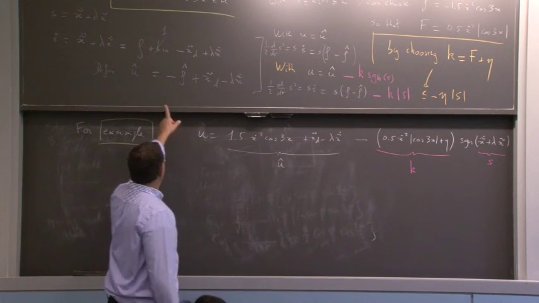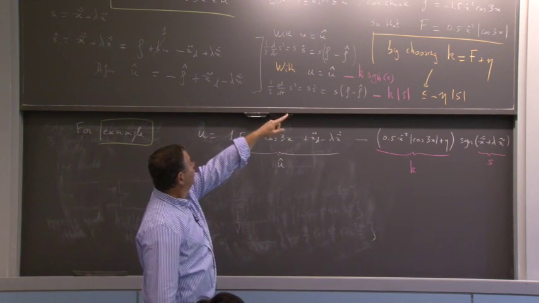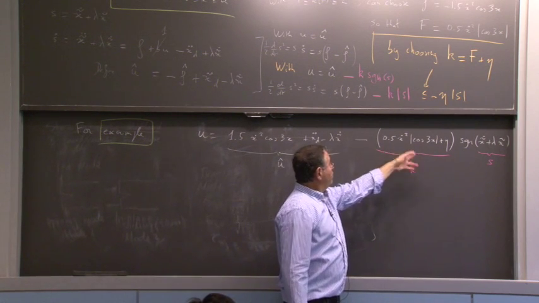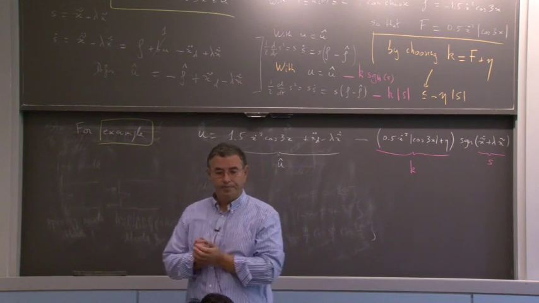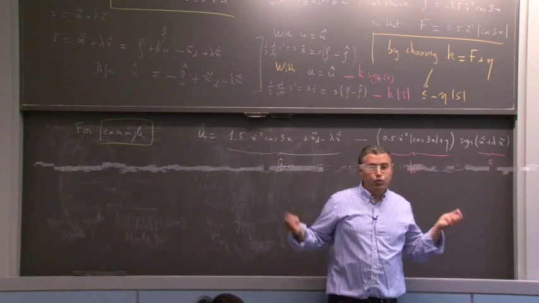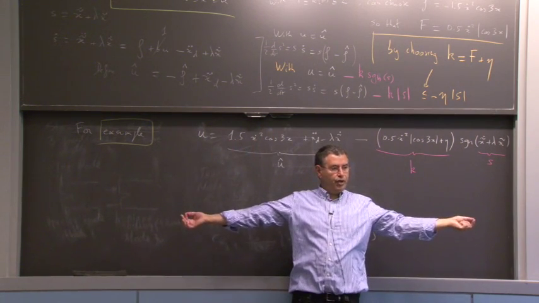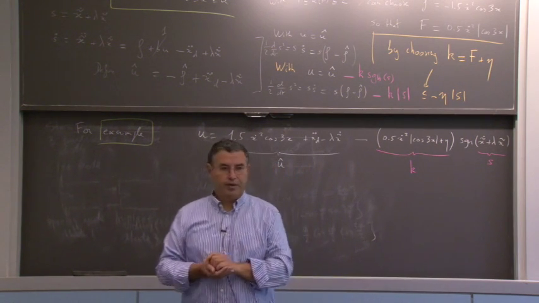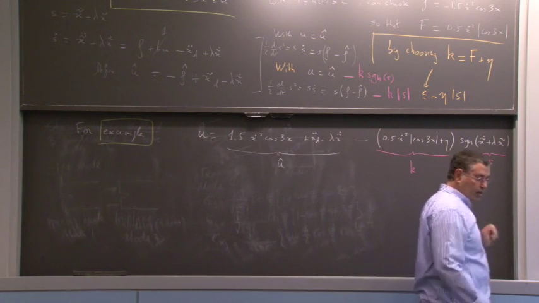So u hat is minus f hat plus x double dot d minus lambda x tilde dot. So f hat we've replaced by its expression. K is capital F, which is this, plus eta times sine of s. So this control law is what would take your system up there with the a of t, starting anywhere, would make it tend towards s equals 0, and stay there afterwards.